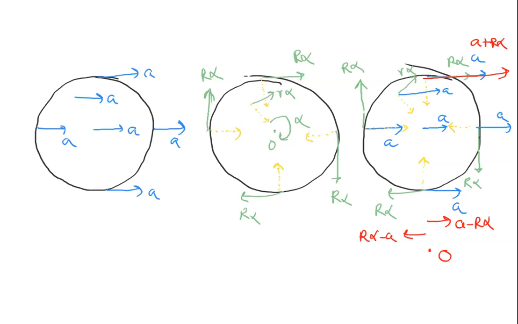Please notice that in both cases the center of mass always has only the velocity due to translation, or acceleration due to translation. It does not have anything else.